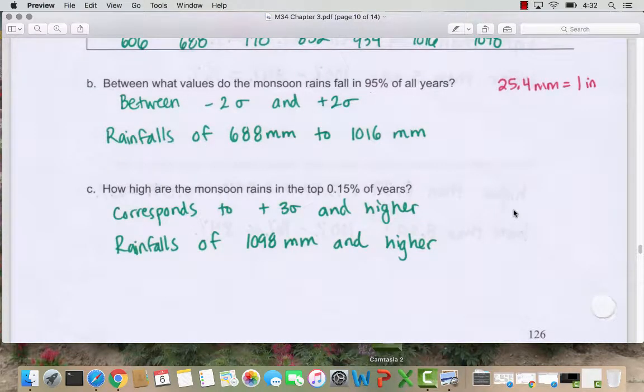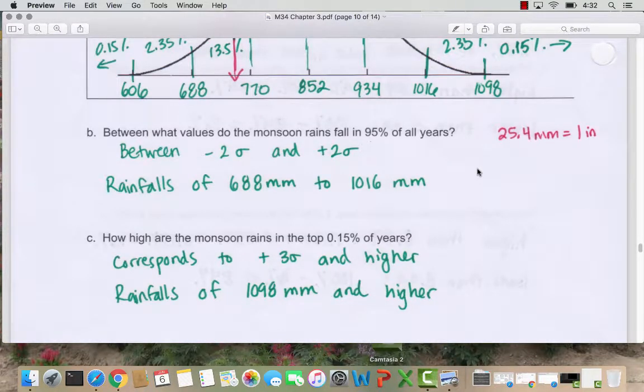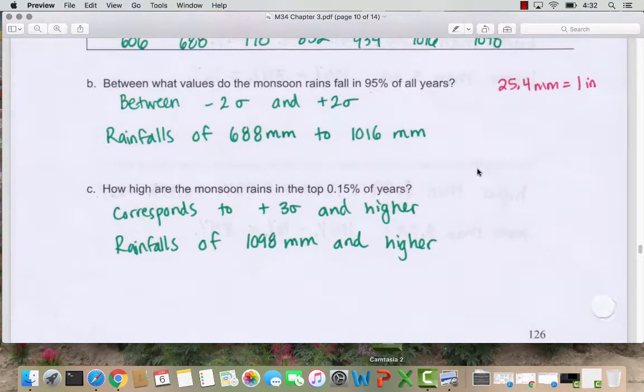So question C asks, how high are the monsoon rains in the top 0.15% of years? So the top 0.15% of years corresponds to +3 standard deviations and higher values. So if we look at our distribution here, here's the center. We count up 1, 2, 3 standard deviations. That is 1,098 millimeters and higher. We always want to make sure we're saying "and higher," because there could be some year with an even higher rainfall that comes along. So we never want to say we've got an absolute upper limit for rainfall or an absolute lower limit.